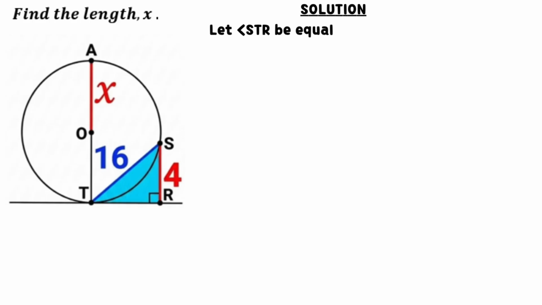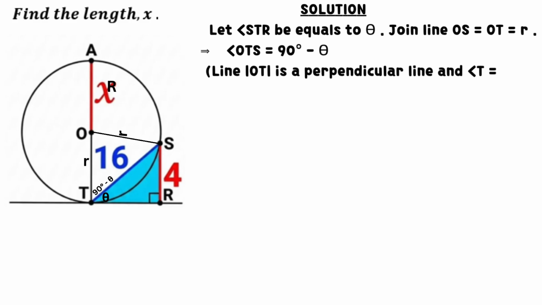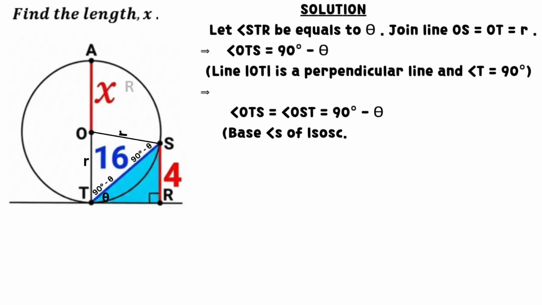Solution. Let angle STR equal theta. Join line OS and line OT, which equal the radius r of the circle. This implies that angle OTS equals 90 degrees minus theta. The reason is that line OT is a perpendicular line, and angle T equals 90 degrees.